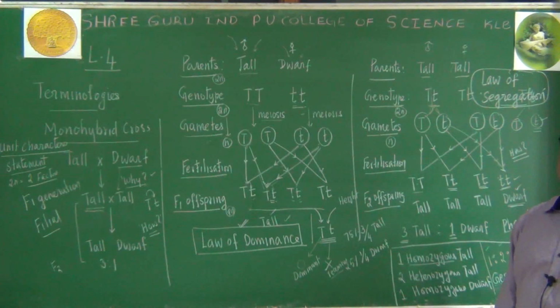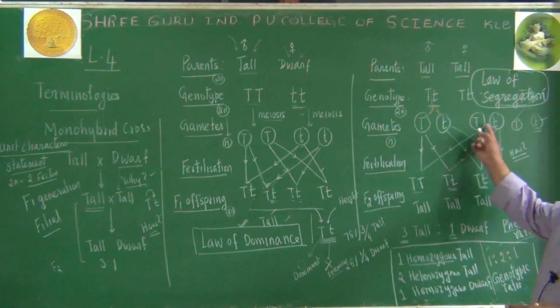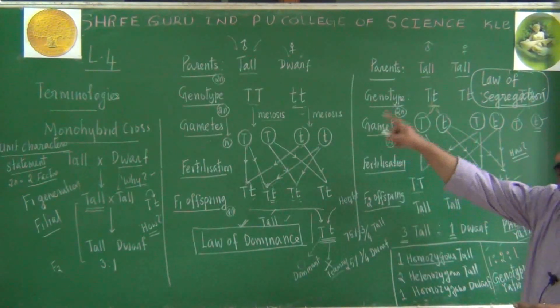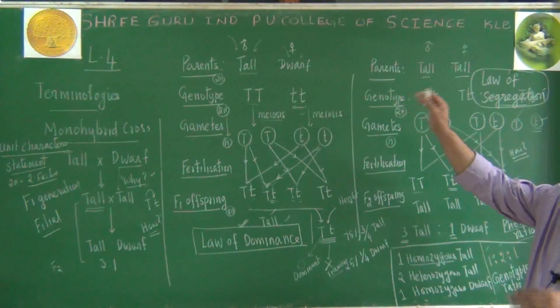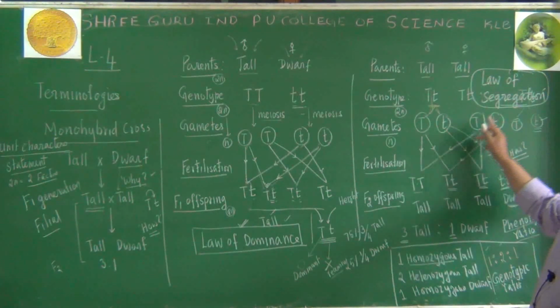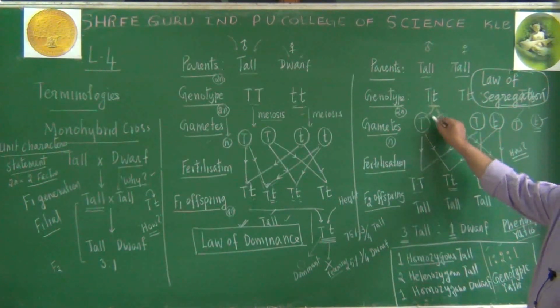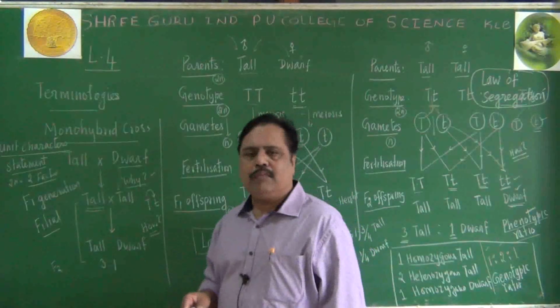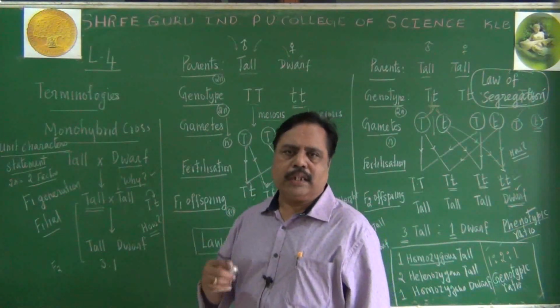So, what is law of segregation? During gametogenesis, alleles of the same character, we are talking about height only, I never took any other character. Tall and dwarf both belong to height only. So, alleles of the same character will separate during gametogenesis and enter into different gametes. That will give them a chance to express in the second generation, or express phenotypically. I hope you got this point. Two laws we are talking about. One is law of dominance, another one is law of segregation.